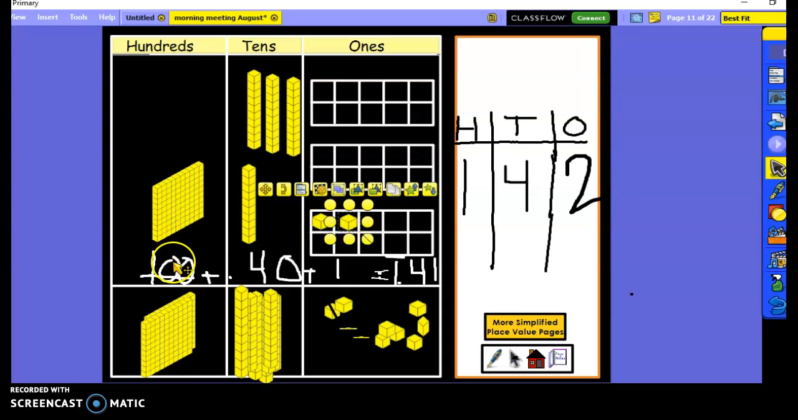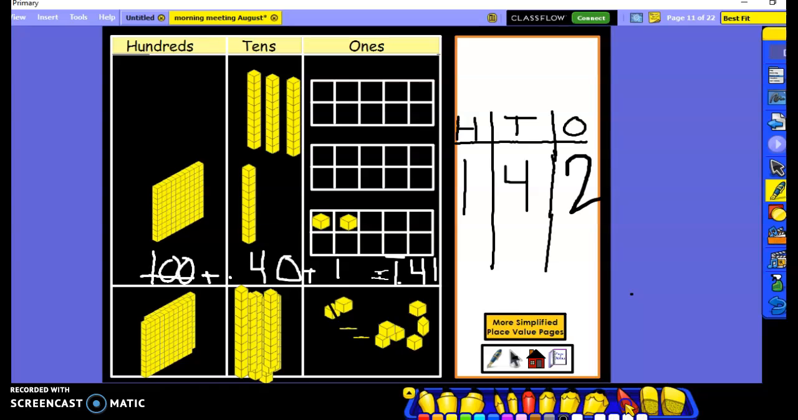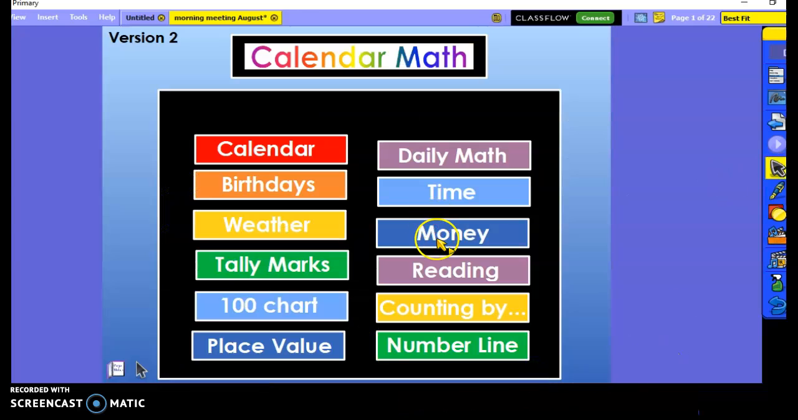So our equation is 100, because this represents 100, plus 10, 20, 30, 40, plus how many are here? Let's count together. 1, 2. 100 plus 40 plus 2 equals 142. Good work. We're going to go to our reading.